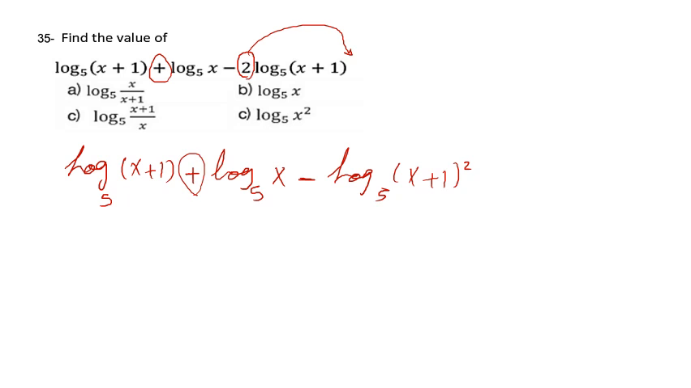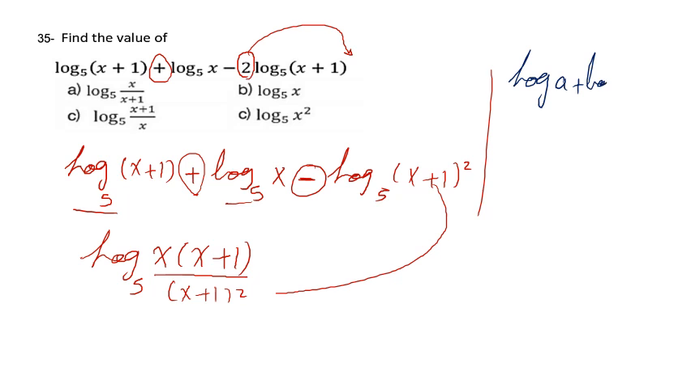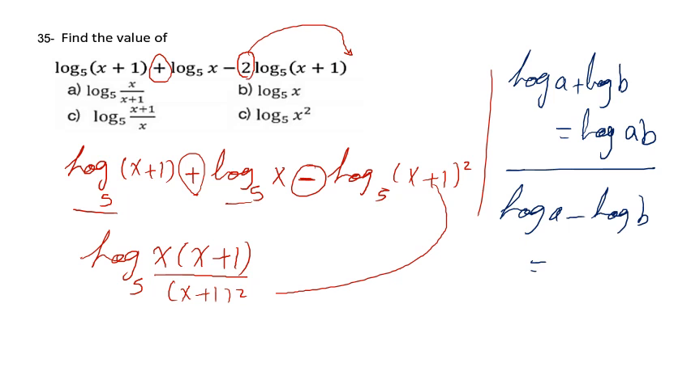In case of addition between two logs, I can write it as one log for a product between x and x plus 1. And subtraction means that I'm going to find the quotient by dividing this by x plus 1 squared. Again, log a plus log b is the same as log ab, and log a minus log b is the same as log a divided by b.